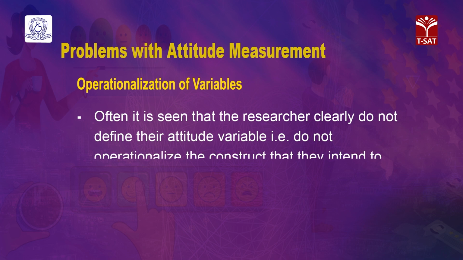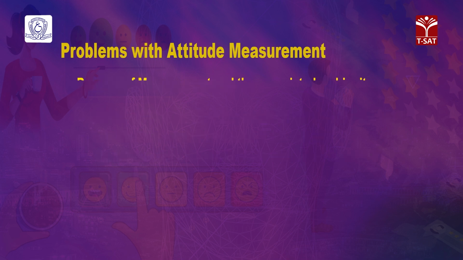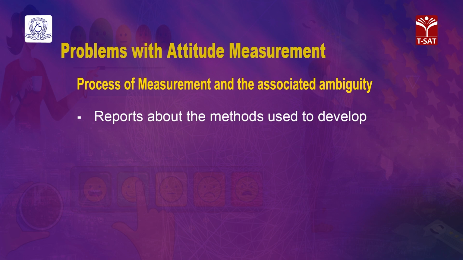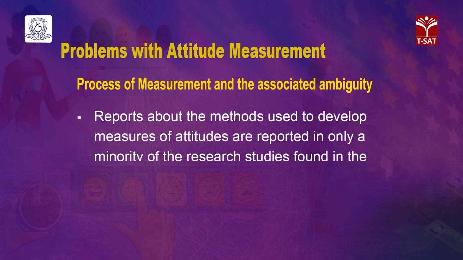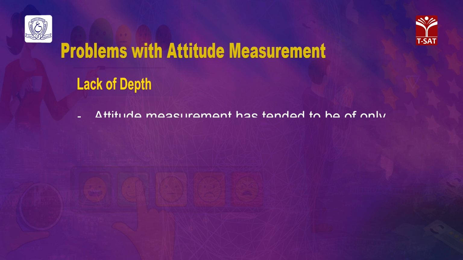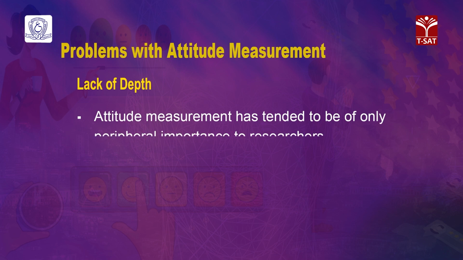That is, they do not actually operationalize the constructs that they intend to measure. That is one problem. Second problem is the process of measurement proper and the associated ambiguity. Reports about the methods used to develop measures of attitudes are reported in only a minority of the research studies found in the literature. Finally, the lack of depth. Attitude measurement has tended to be of only peripheral importance according to some researchers.